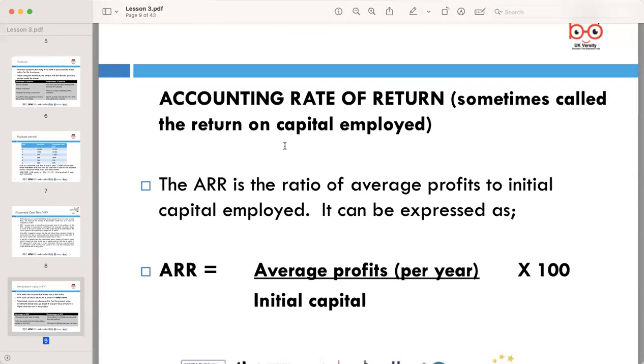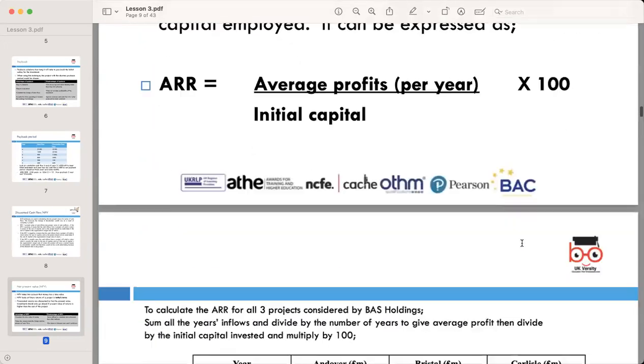ARR is a ratio that measures the average profits generated by a project relative to the initial capital invested. It is expressed as a percentage. To calculate the accounting rate of return, we divide the average profit per year by the initial capital and multiply by 100.